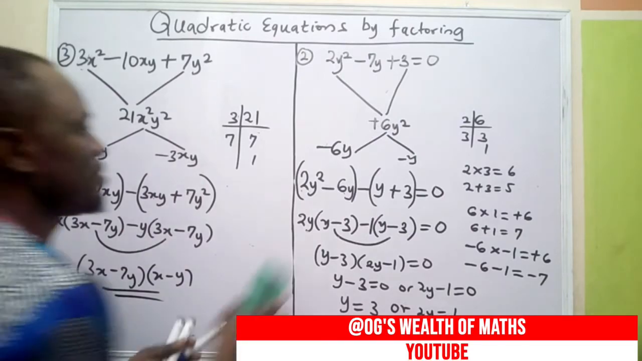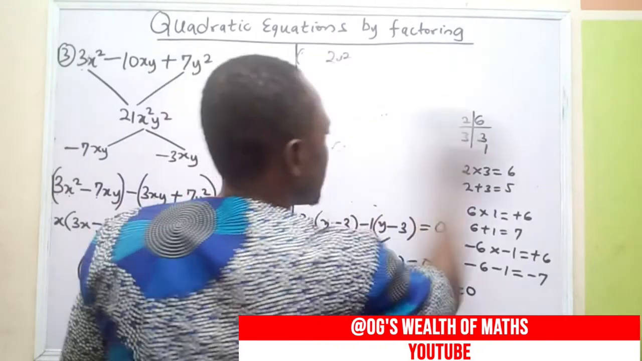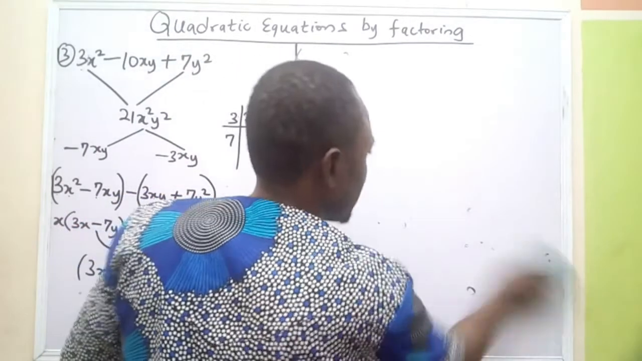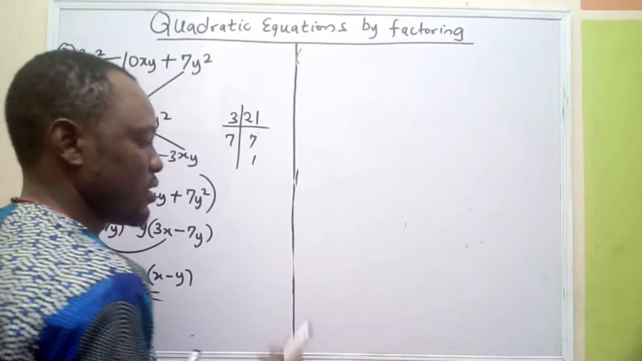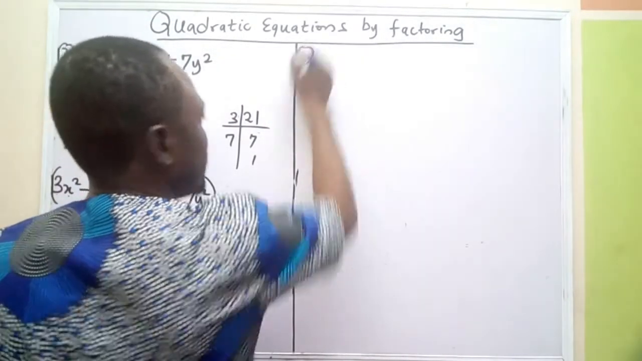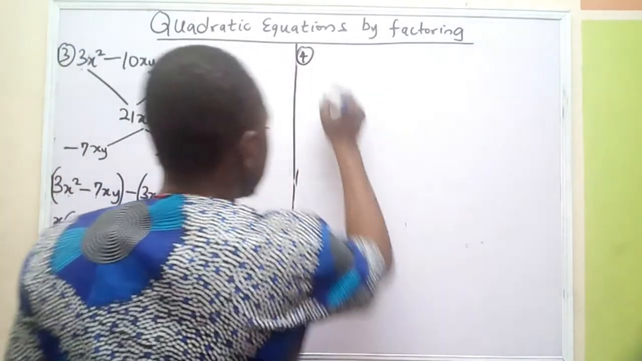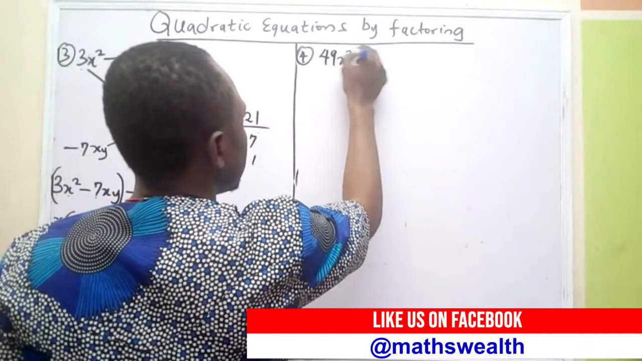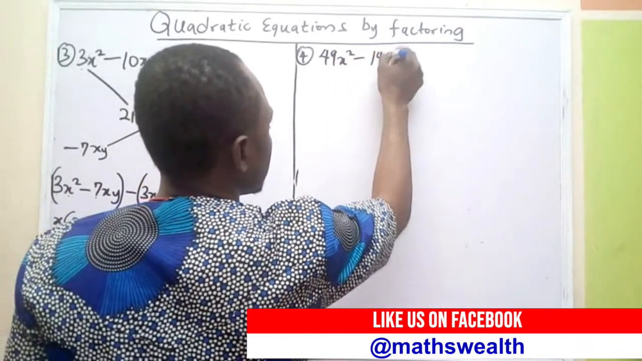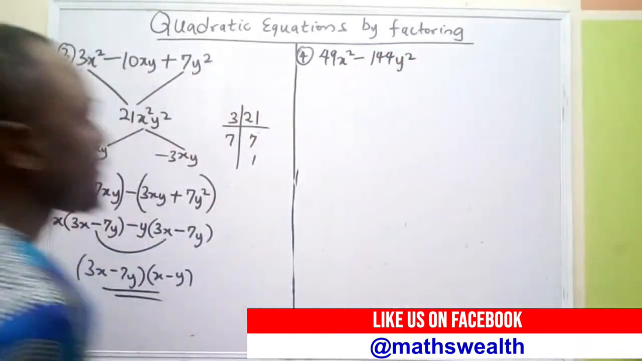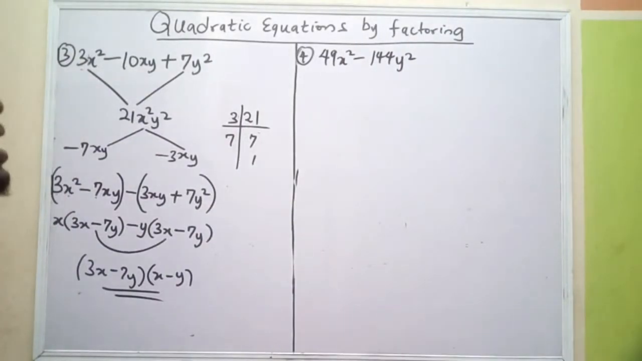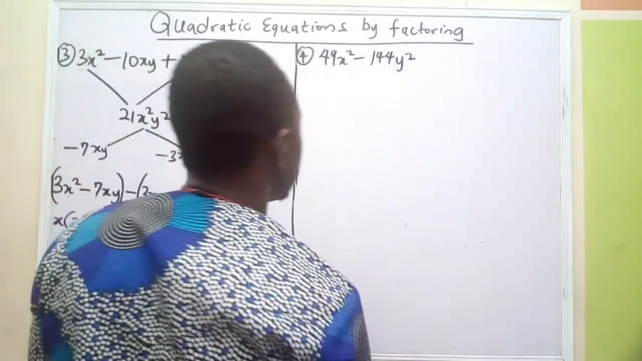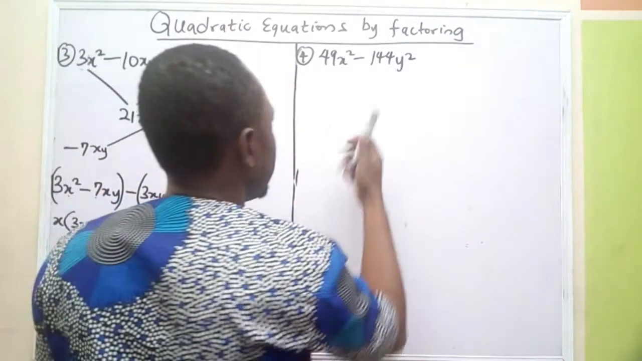Now let's take another problem, the fourth question, quickly. Alright, number 4, we have 49x squared minus 144y squared. Now if you look at this, this is more like difference of two squares. This is the whole idea of difference of two squares.